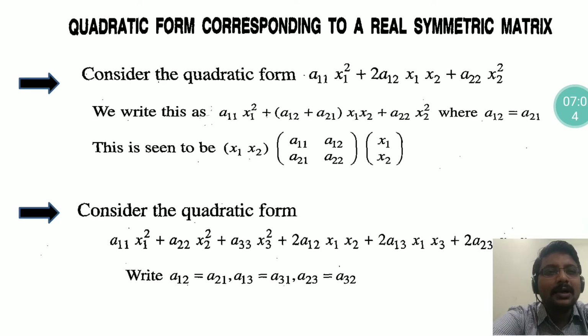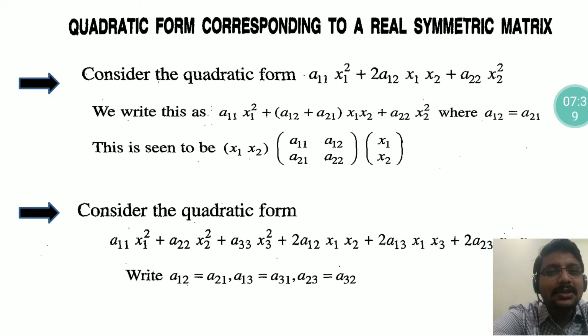Quadratic form corresponding to a real matrix, as a real symmetric matrix. Consider the quadratic form a11 x1 square plus 2a12 x1 x2 plus a22 x2 square. We can write this as a11 x1 square plus (a12 plus a21) x1 x2 plus a22 x2 square, where we always have to note that a12 is equal to a21.